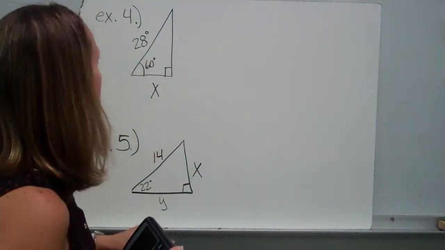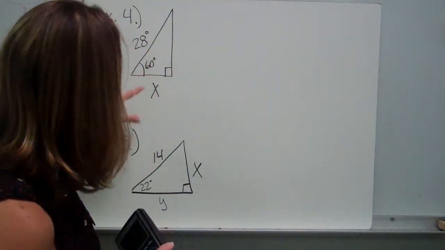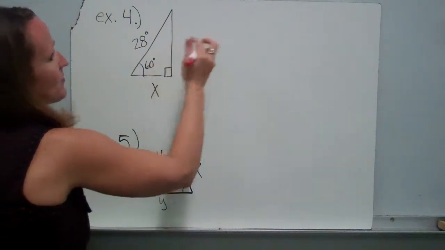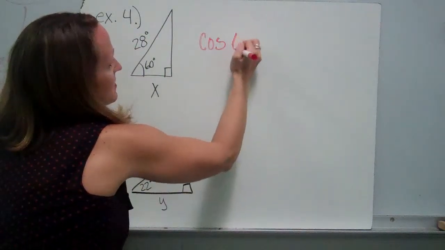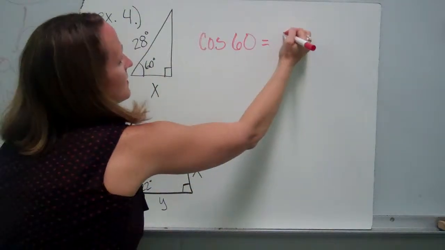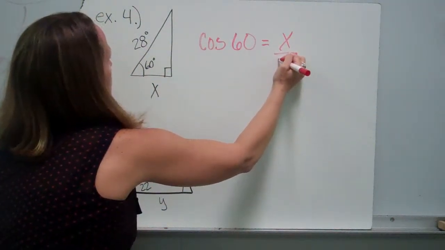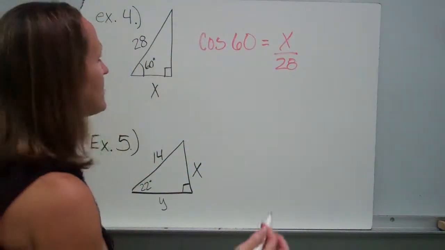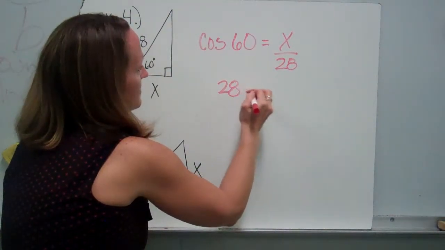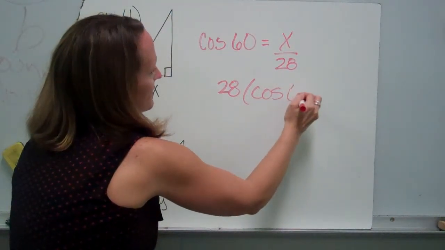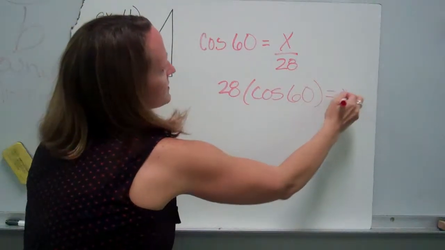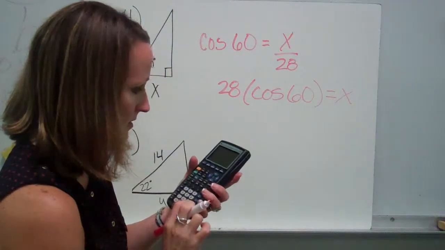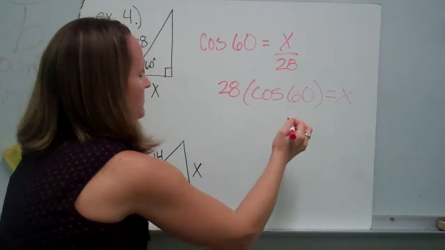Okay, so this time, I know the hypotenuse, I know an angle, and I know another side. Well, which side do I know? I know the adjacent side, so I'm going to use cosine. So I'm going to say cosine of 60 equals x over 28. So again, isolate your variable. So I'm going to say 28 times the cosine of 60 equals x. So if I put that in, I get 14.